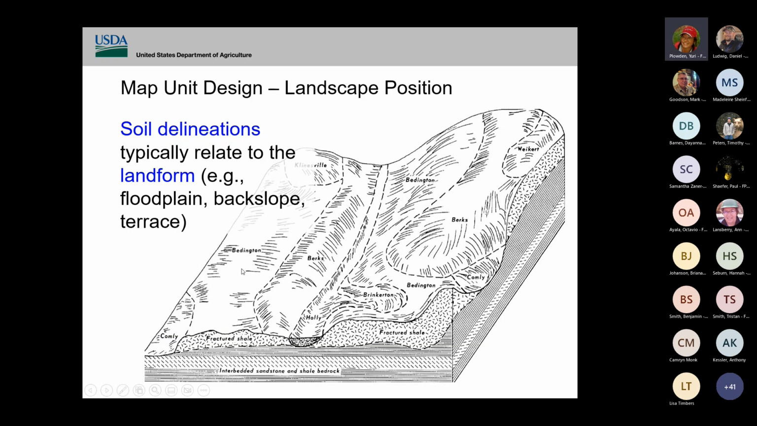So map unit design is a lot based on the landscape position, because in any given area, you're going to have the same climate, you may or may not have the same vegetation, and you may or may not have the same parent material, but the thing that's definitely going to change is where you are on that landscape. So they typically follow the landform. In this block diagram, you can see that the Berks soils are on these ridge tops and summits, and the Weikert is on these convex shoulders.